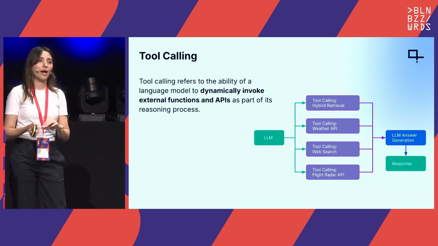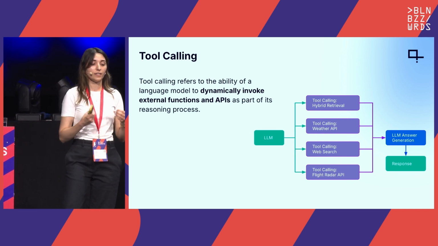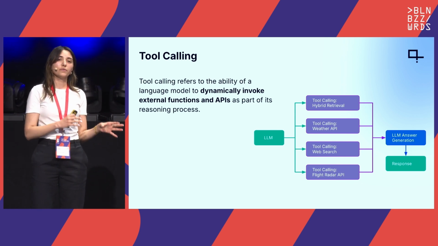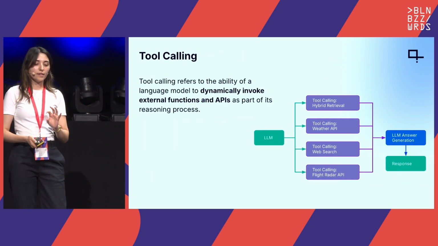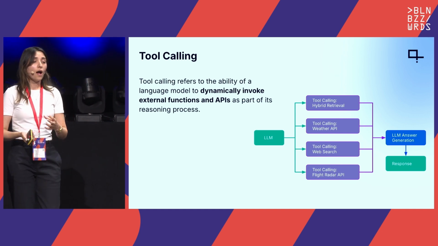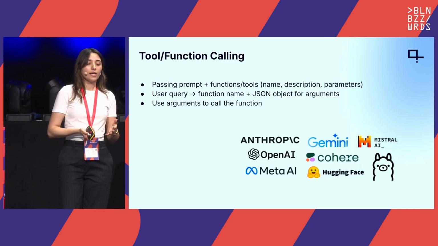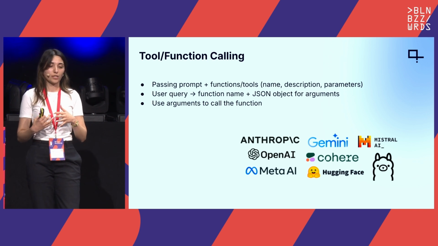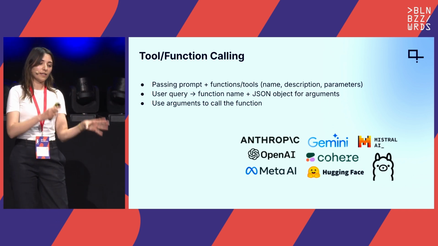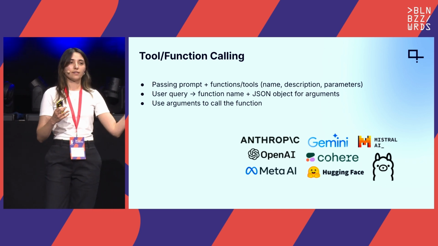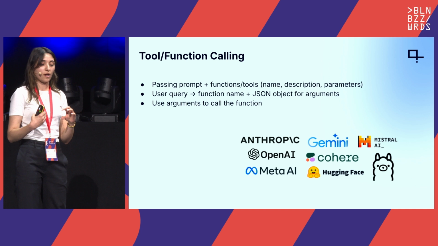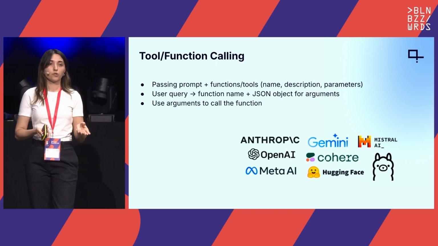That's why now we have tool calling. Tool calling refers to the ability of a language model to dynamically invoke external functions and APIs as part of its reasoning process. It comes from the ReAct idea, but it is more structured, because it's provided by large language model providers. So basically what we need to do now is pass the prompt and the functions that we want to use as tools, and provide some information around them, like names, descriptions, parameters. And every time there's a new query, the LLM can decide whether it needs to invoke a tool or not. If it decides that it needs to invoke a tool, it returns the function name and a JSON object for its arguments. And then we can use these arguments to call the function.